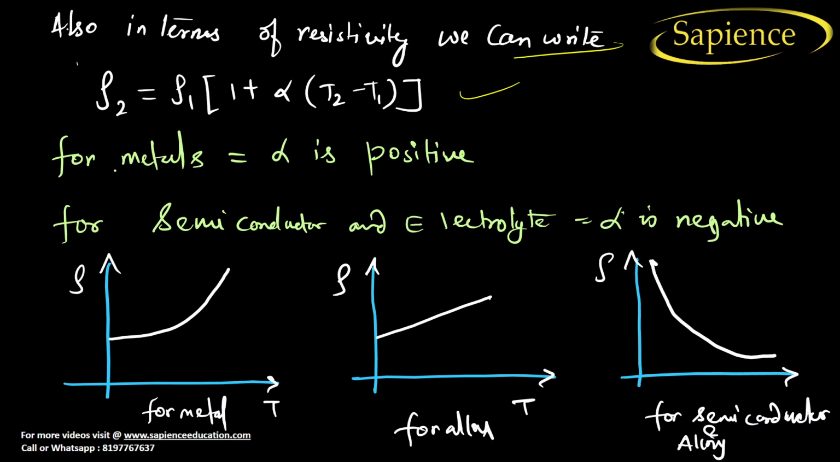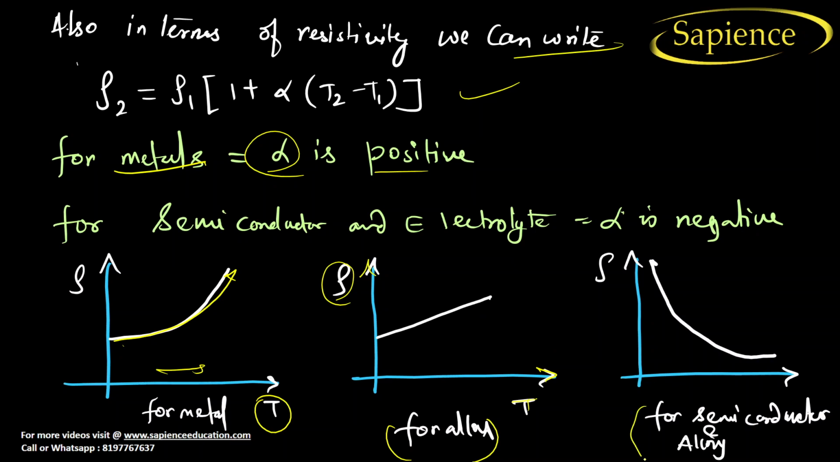Now one thing, for metals, alpha is positive. What do you mean by alpha is positive? Positive means, if temperature increases, what will happen? Resistivity increases. Now for alloy, what happens? For alloy, if temperature increases, what will happen? Resistivity will also increase.